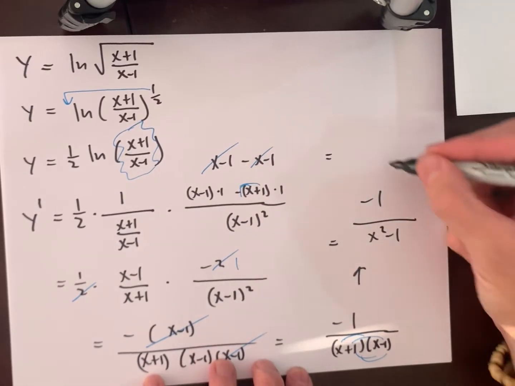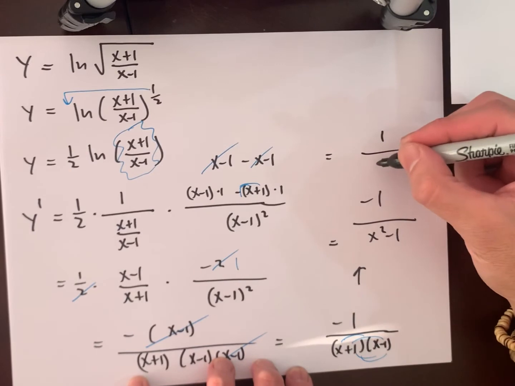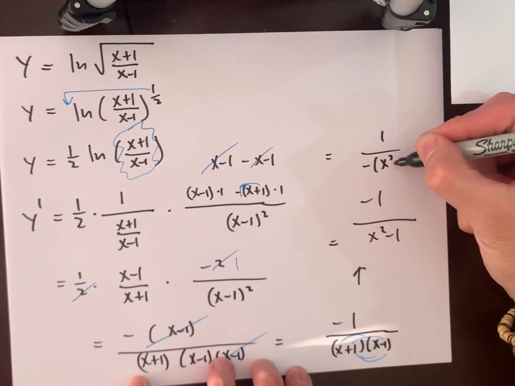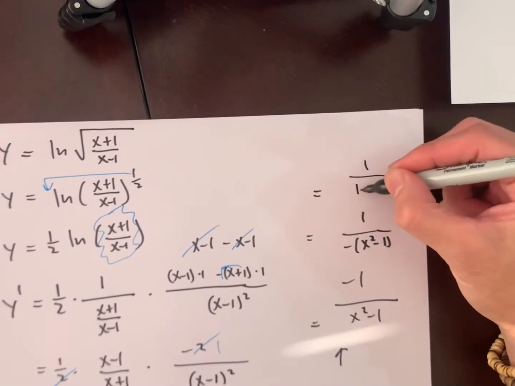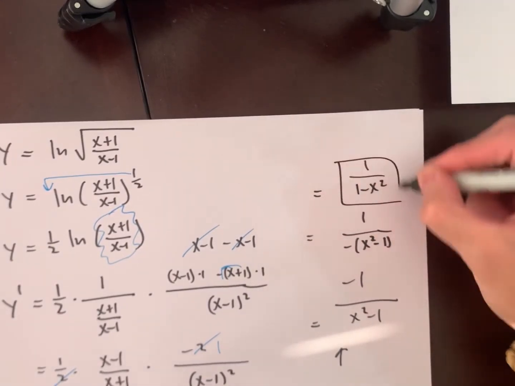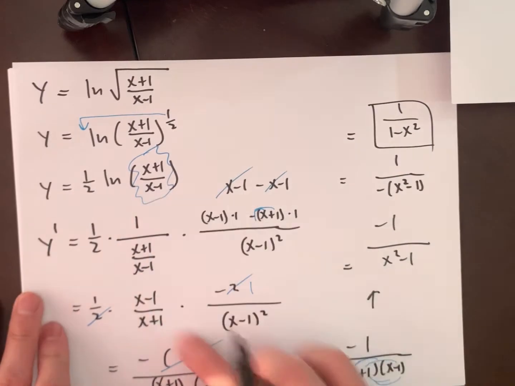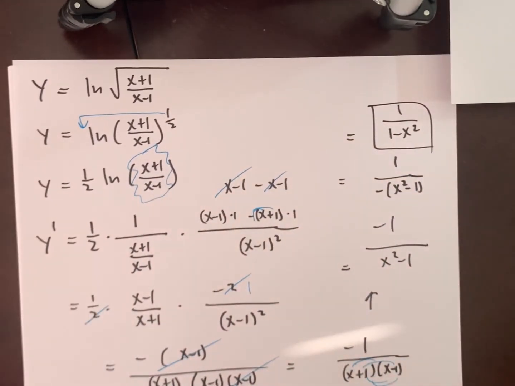But what you can do is you can kick the negative down to the bottom. So it's negative x squared minus 1. And then distribute the negative to get 1 over 1 minus x squared. So again, more algebra. And that's the result right there.